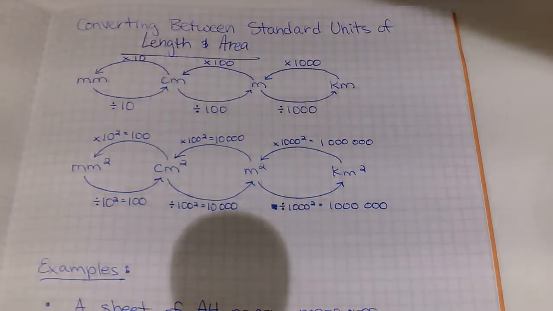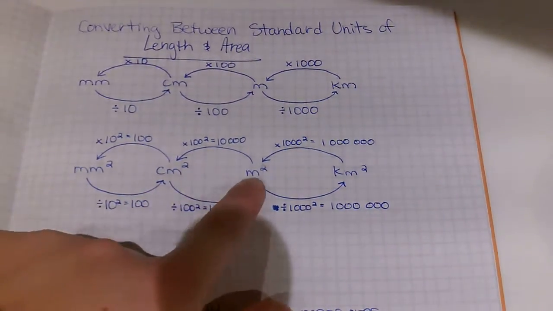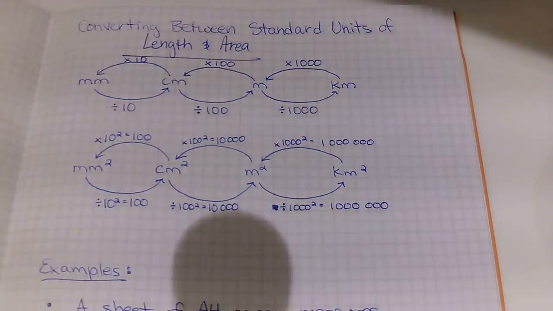Today we're going to get into looking at standard units of area. So when we find the area of a rectangle or a square or really any other shape, we use millimeters squared, centimeters squared, meters squared, or kilometers squared. Okay, so we always square it.